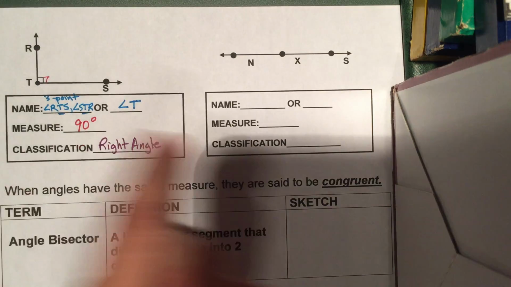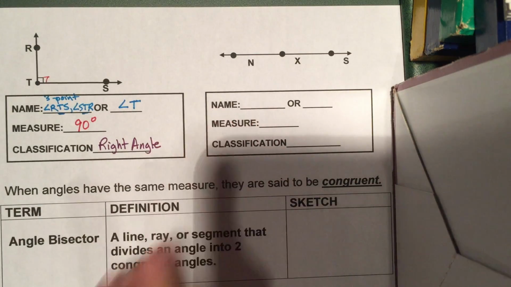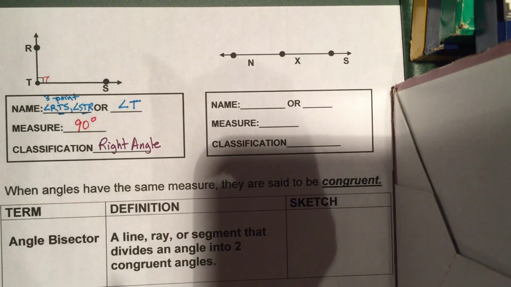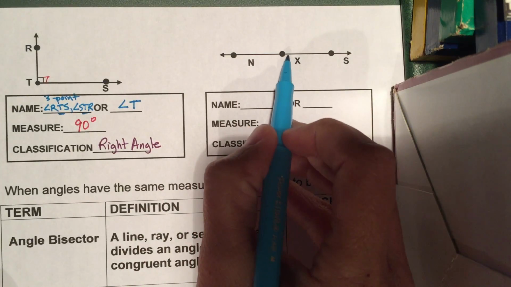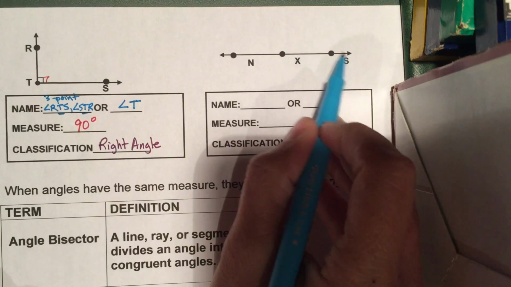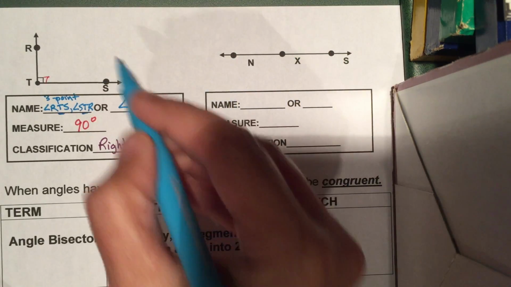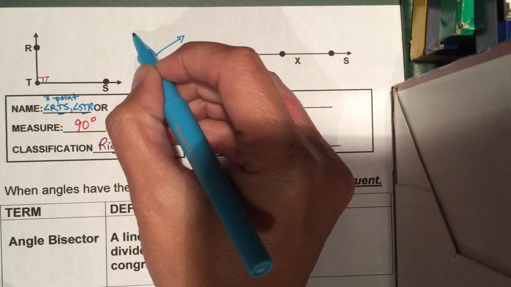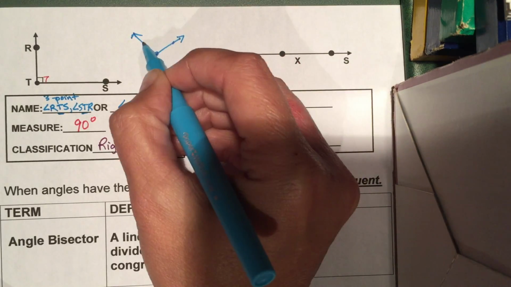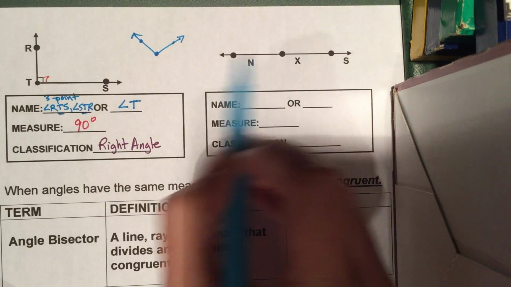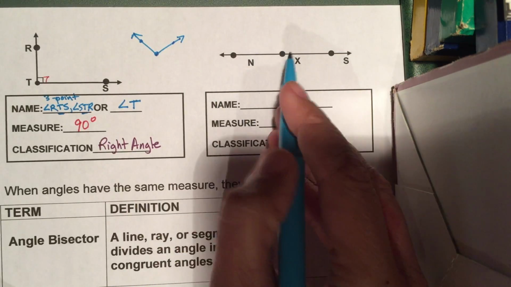So here we're going to look at the second one. This is a straight angle. And even though it looks like a straight line, we talked about how two opposite rays, if you have ray XS and ray XN, they make an angle. Remember, I can draw any random angle that's a combination of two rays. These rays just happen to be opposite rays, which form a straight line.